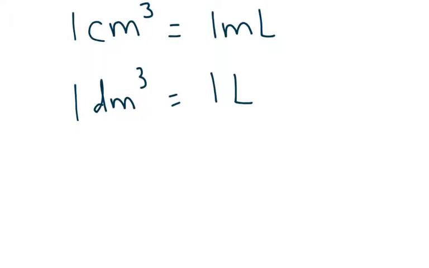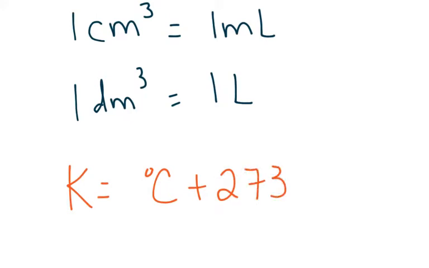Right? And then to convert between Kelvin temperature and Celsius temperature, you would take the temperature in Celsius and add 273 to it to get the temperature in Kelvin. So these are all relationships you need to know for your knowledge in chemistry.